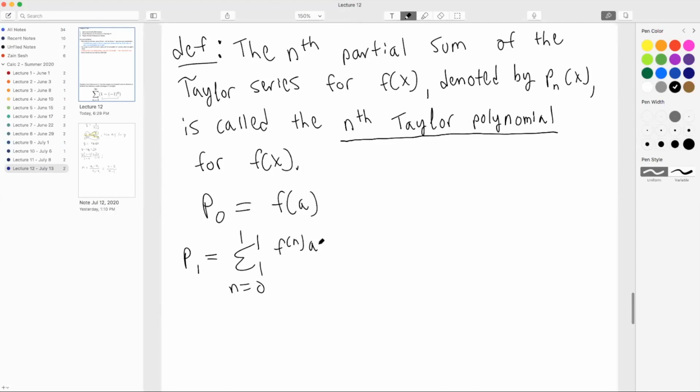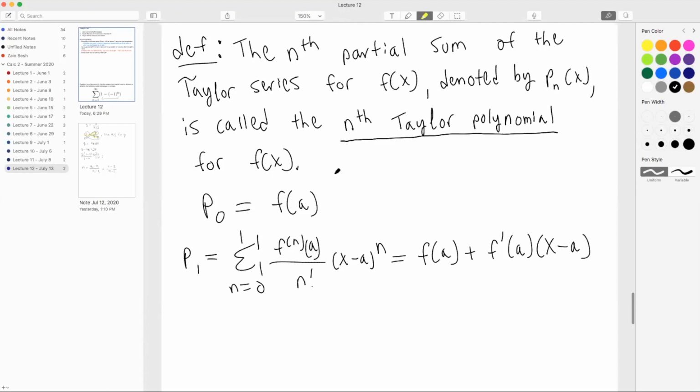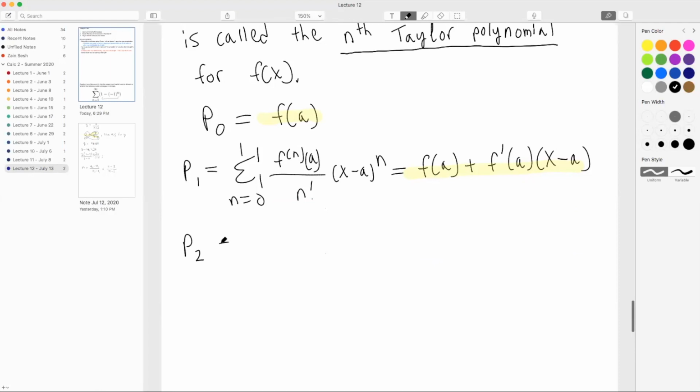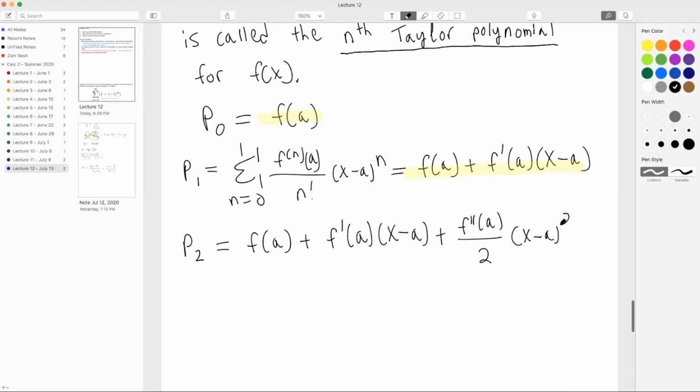It's going to be the nth derivative divided by n factorial, x minus a to the n. I'm just going to do the sum of the first two terms. That's f of a plus f prime of a multiplied by x minus a. So that's the first Taylor polynomial. And let's look at p sub 2, the second one. That's f of a plus f prime of a multiplied by x minus a, and then plus the third term, f double prime of a over 2 multiplied by x minus a squared. So those are the first three Taylor polynomials.